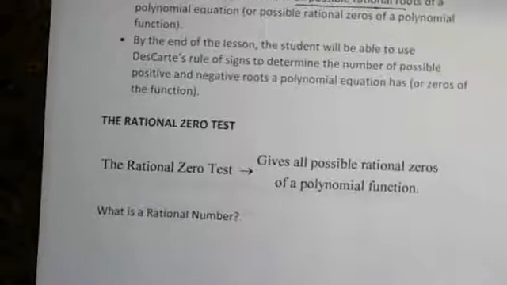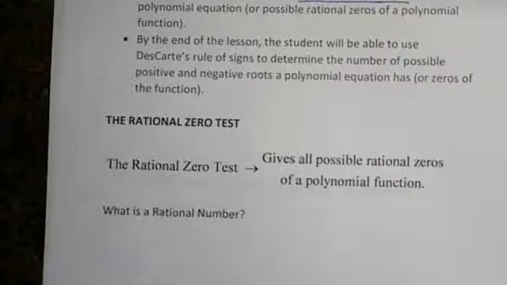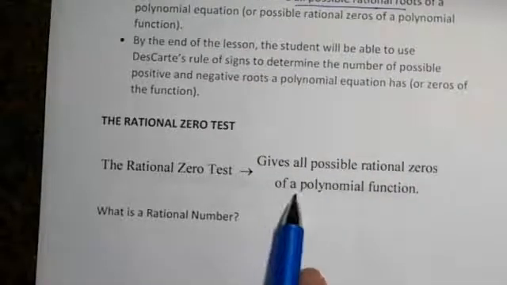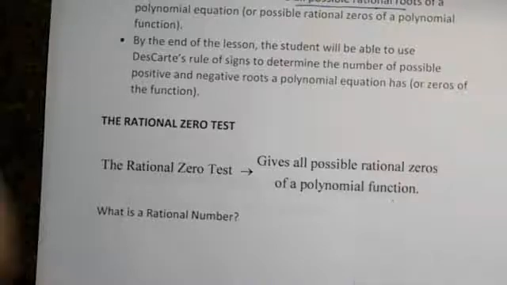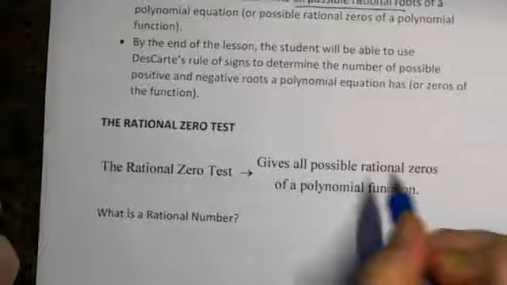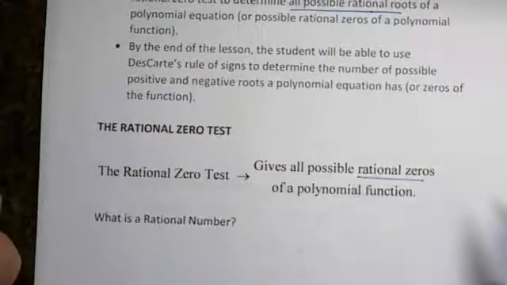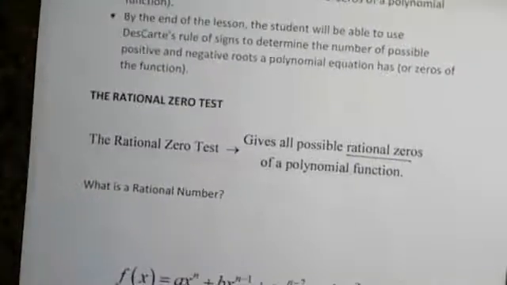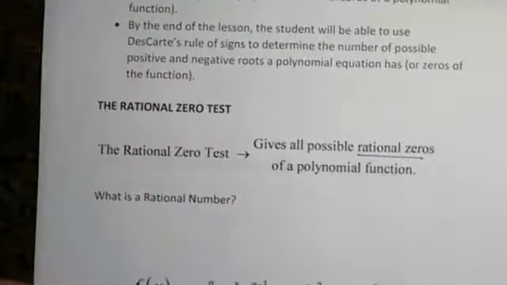Okay, first up, the rational zero test. The rational zero test will give us all the possible rational zeros of a polynomial function. It won't tell us every zero that the polynomial has. It'll only tell us the possible rational zeros. Rational zeros, that's it. So what is a rational number?